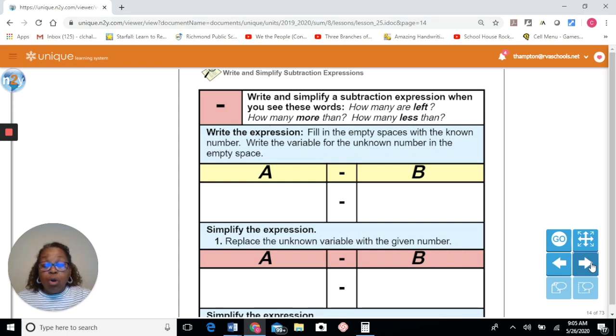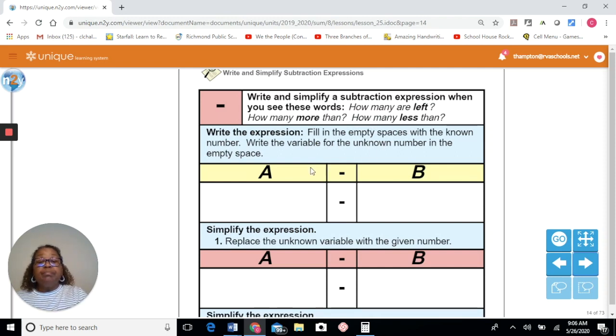And how will we know in a word problem if the operation subtraction is going to be used? Well, if you hear the words, how many are left, how many more than, or how many less than, you know you're going to be using the operation of subtraction. When you hear those words in a word problem, you know you're going to be using subtraction. How many are left? How many more than, or how many less than?